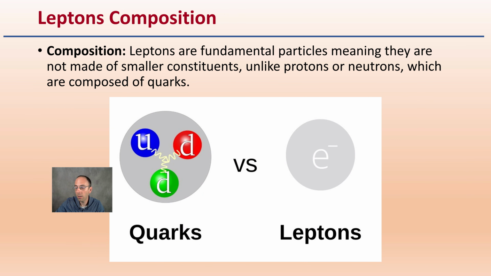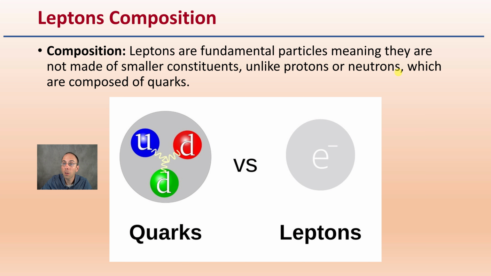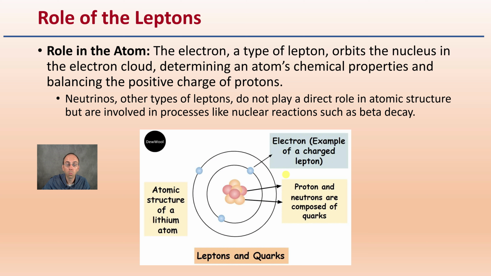Now, the composition of them is that they are fundamental particles, meaning they are not made of smaller constituents, unlike what we saw with the quarks making up our protons and our neutrons. Instead, we just have that lepton, which is essentially an electron. Lastly, the role of these leptons: the electron is a type of lepton. As it orbits the nucleus in the electron cloud, it helps determine the atom's chemical properties and balances the positive charge of those protons. Neutrinos and other types of leptons don't play a direct role in the atomic structure, but are involved in processes like nuclear reactions, such as beta decay.